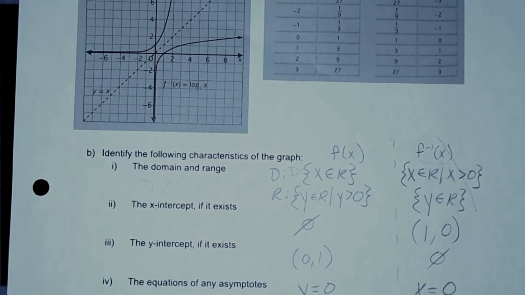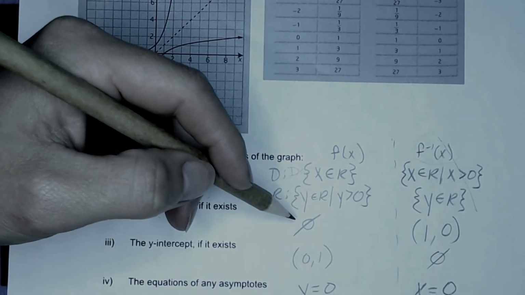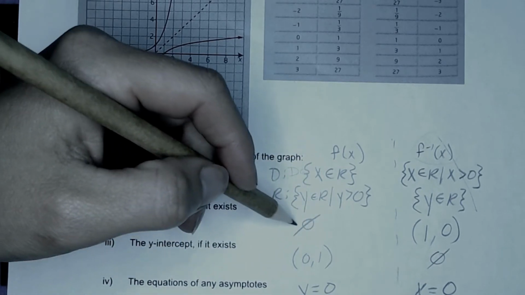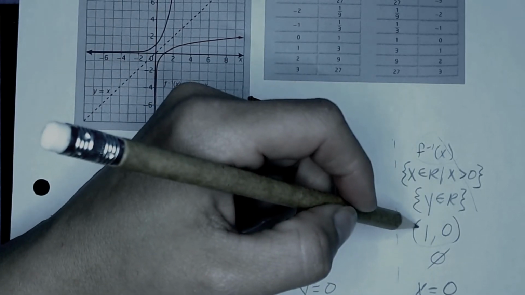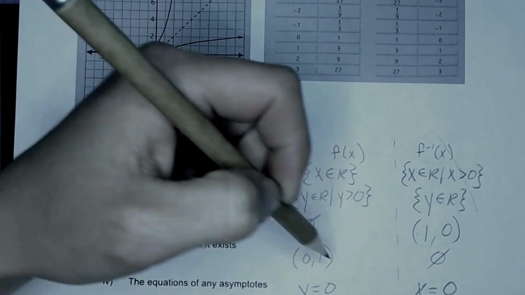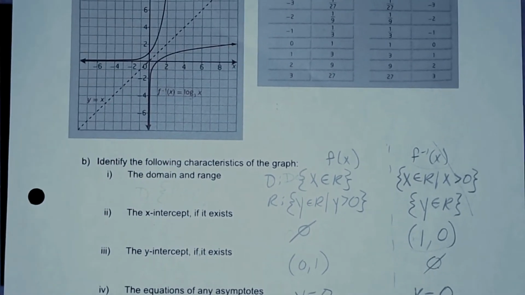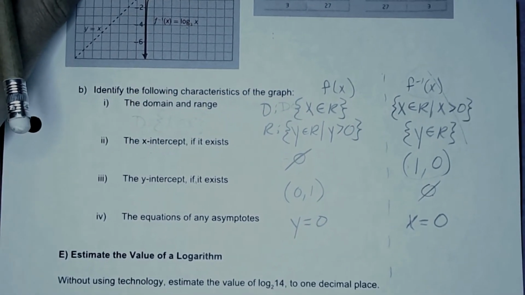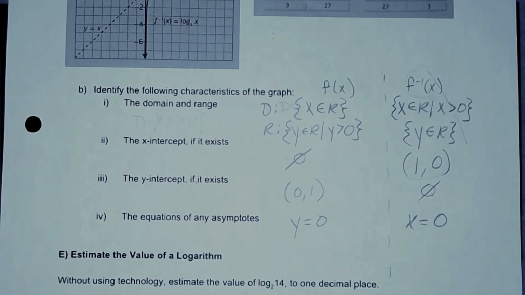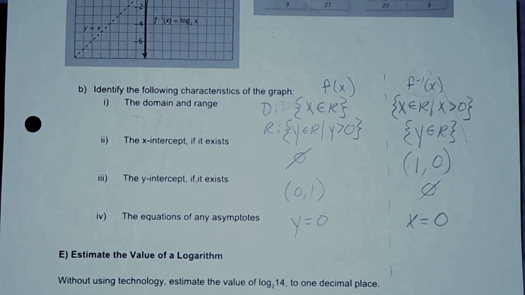The x-intercept, you're just reading this off the graph, or you can plug in the values. The x-intercept, if it exists, in the f of x, none. F negative 1 of x, 1, 0. Notice that in the y-intercept, it just switches places, just like the coordinate plane did further up. And then the last part, the equations of any asymptotes, just look at what line it can never hit. And for this one, it's y equals 0, and this one, it's x equals 0. So all we've done is just trade places for all those values.